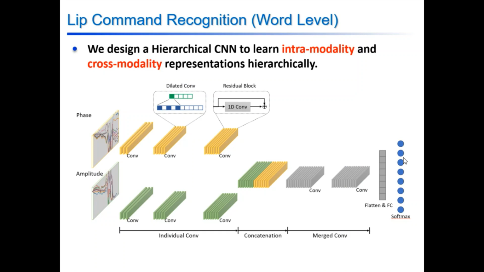In word level recognition, we design a hierarchical scheme which contains two individual branches and one merged branch. The two individual branches are constructed to learn the intra-modality information of phase and amplitude respectively, while the merged one is to find the cross-modality association between these modalities.